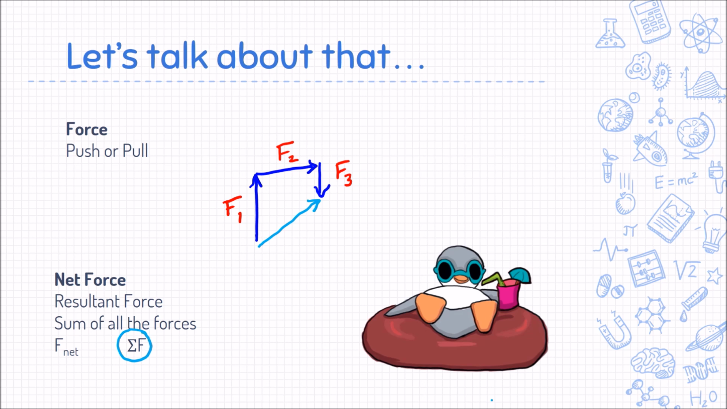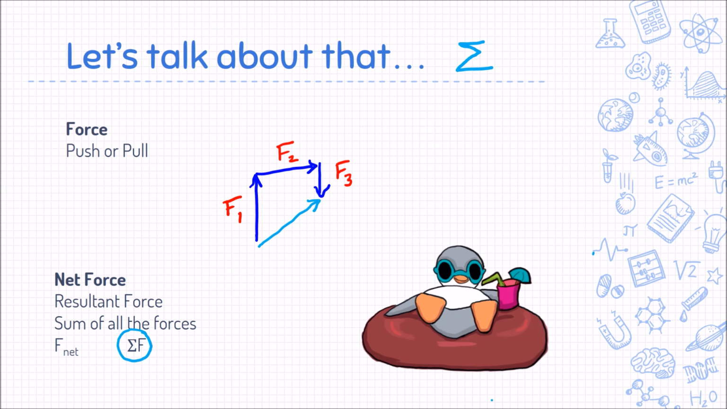I prefer sigma F because of what it implies to me. So sigma means take the sum. Sigma just means sum. It means add up all of these things. So in this case, sigma F means add up all the forces. And we would do that just like we did with the dark blue forces up above.